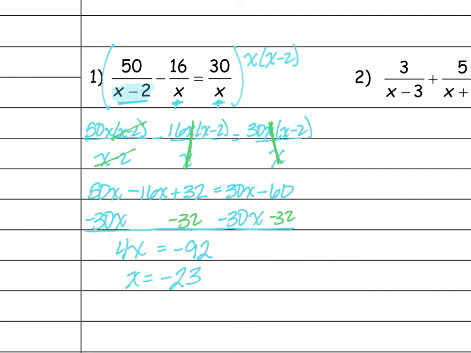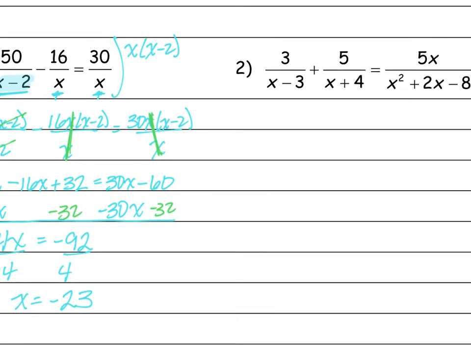Oh, sorry. I forgot to show that step. My bad. Divide by 4. X is going to equal negative 23. Questions? Ugly. Not as ugly as it's going to get, just so you guys know. The homework doesn't get very ugly, though. I'm just going to tell you. It doesn't.